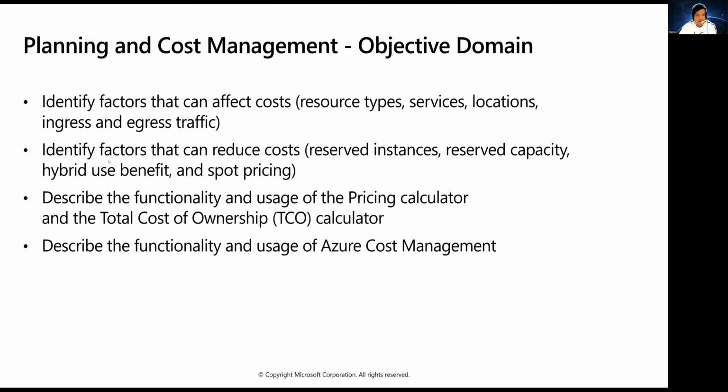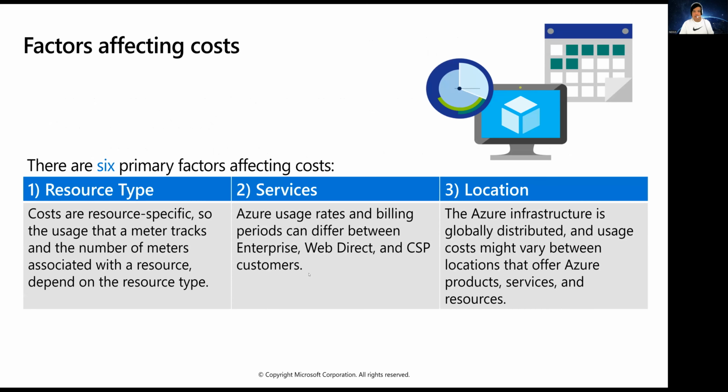Okay. So identify factors and how do we reduce. Ano yung mga reserve instance? Mas mura ba yung reserve instance kaysa sa on-demand instance? And we're going to describe the functionality of the total cost of ownership. So yung nag-ask kanina, Sir, magkano abutin ang cost natin? Di-discuss natin yan. And we're going to discuss the functionality and usage of cost management. Ito na, makinig na kayo. So factors affecting cost.